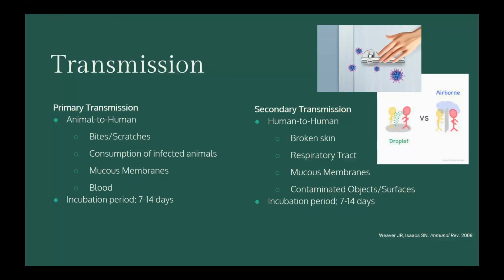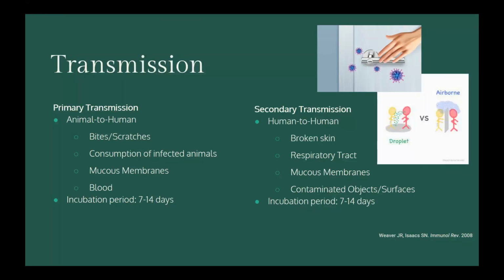So monkeypox can be transmitted in two main pathways. The first pathway is primary transmission from animal to humans. This typically occurs with bites, scratches, consumption of infected animals, mucous membranes, and blood. The incubation period for both of these is typically 7 to 14 days.